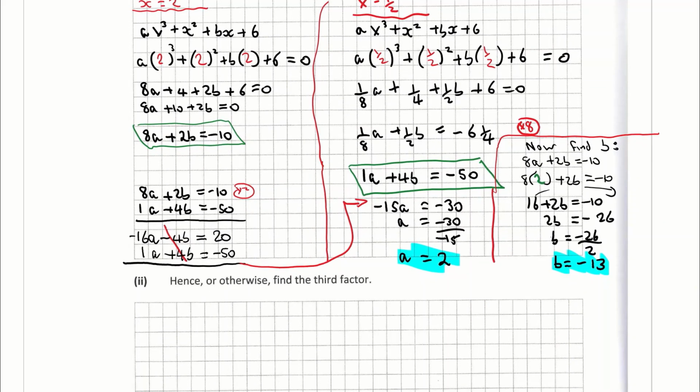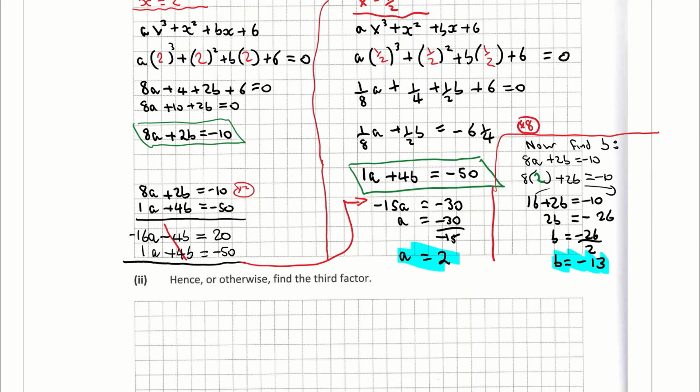It says hence or otherwise find the third factor. So what I'm going to do there is, again, there's different ways of doing it. I'm going to do it through long division. So if I substitute in my values for a and b into the cubic in the question, which was ax cubed plus x squared plus bx plus 6, that gives me 2x cubed plus x squared minus 13x plus 6. Now I know two of the factors, which are 2x minus 1 and x minus 2.